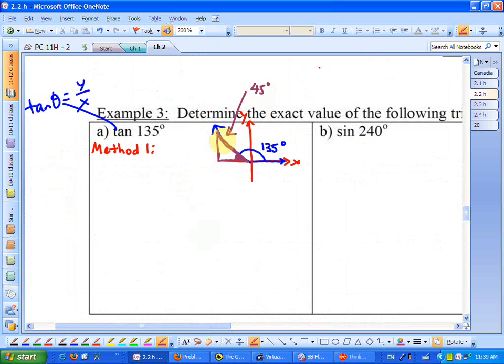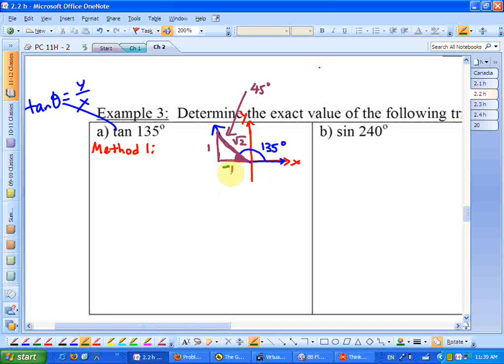What are they? 1, 1, root 2. Yes? Not really. You made me write it. The y value is correct. The hypotenuse is correct, but because you're in quadrant number 2, this should be -1. Yes, -1.